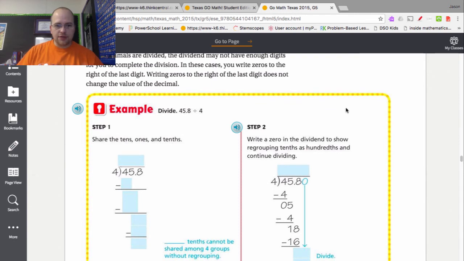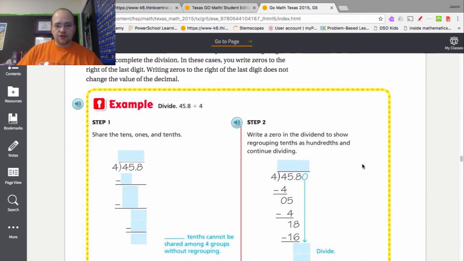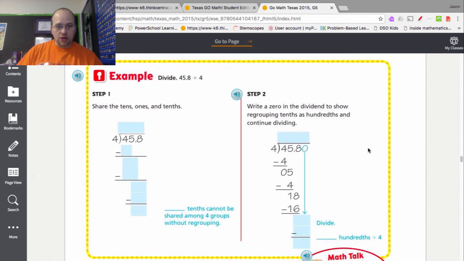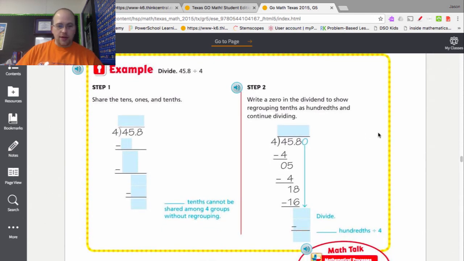Sometimes there aren't enough digits in the dividend to finish the problem. So there's a way to solve that. And the way that we solve that is by adding more digits. We can do that when it's a decimal. So let's work this example: 45 and 8 tenths divided by 4.